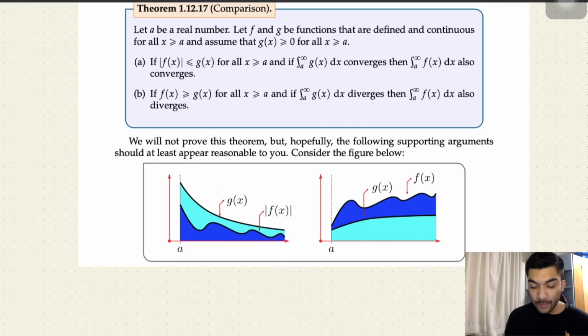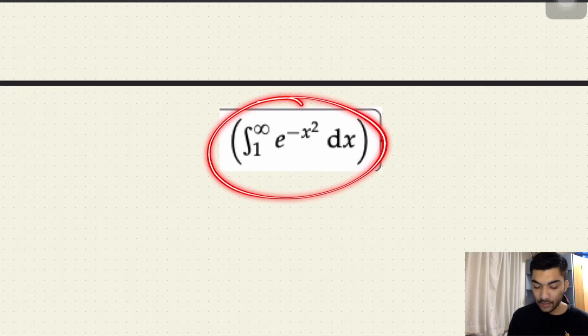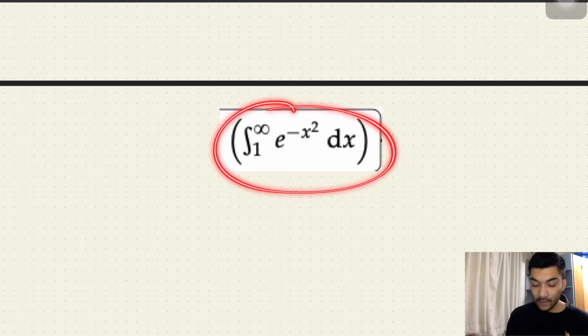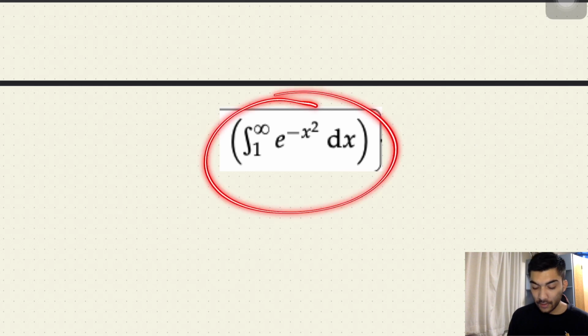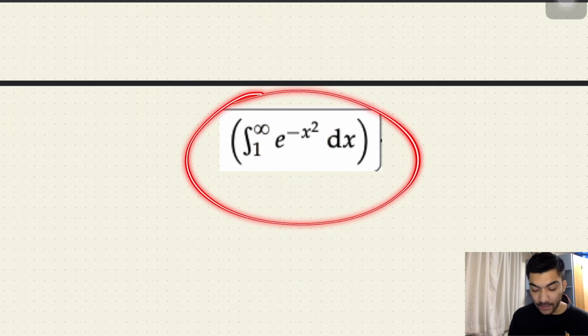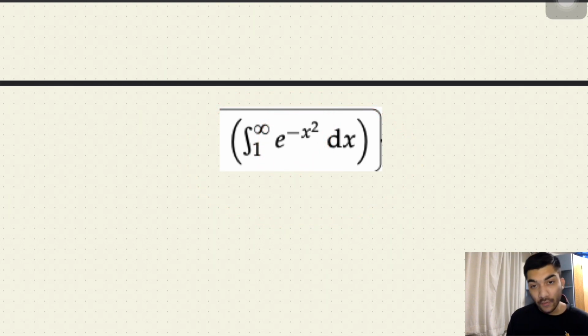So it is always better to choose your second function to be one for which you already know the definite integral. Since in this case we are not familiar with the integral of e to the power minus x square, which is a very famous integral by the way, we don't have a general method to solve this definite integral. So we can use the comparison test to check whether it converges or diverges. But now we need a second function to compare it with.